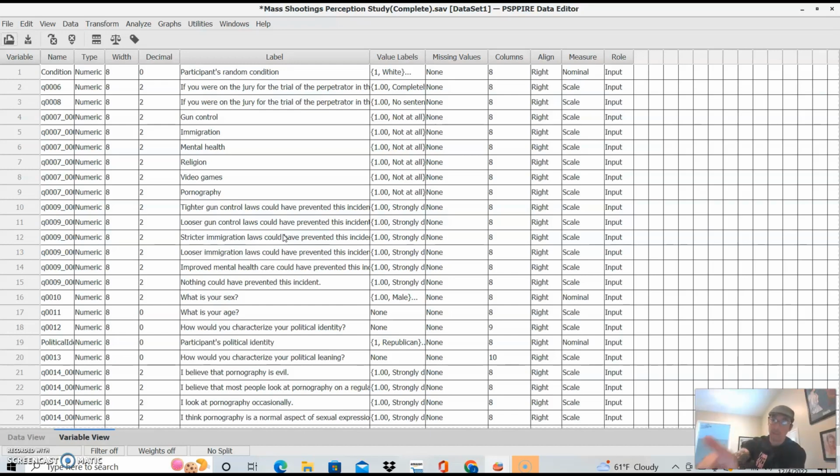So, for example, I asked participants, if you look here, I'll use my cursor because you can't see where I'm pointing, I asked participants if they believed gun control, immigration, mental health, religion, video games, and pornography had a causational role in mass shootings, like the example that we talk about in this study. I asked them if they thought these things.